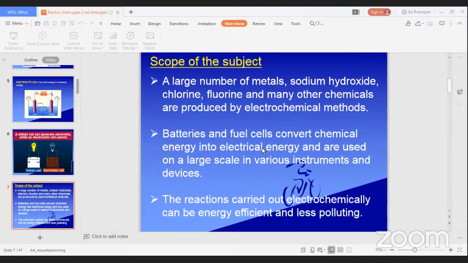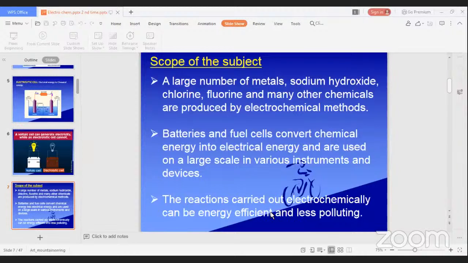So it is one of the applications of electrochemistry. What will be happening in this? Conversion of chemical energy to electrical energy is taking place. And the third one, what is the other merit or application of electrochemistry? It is in these reactions.